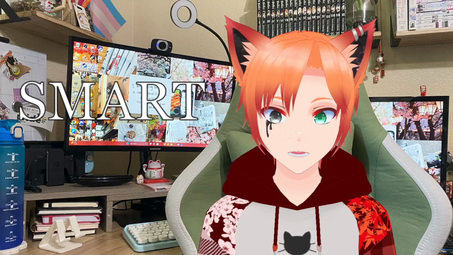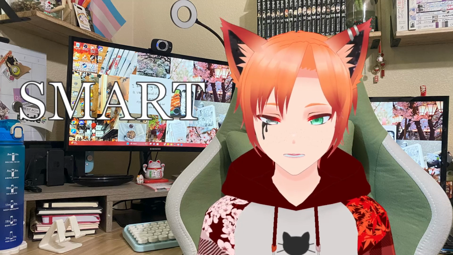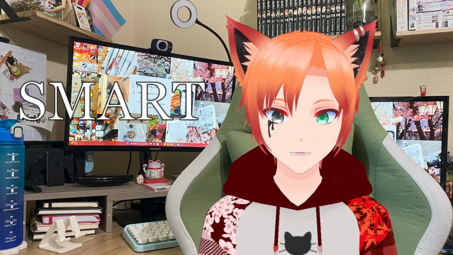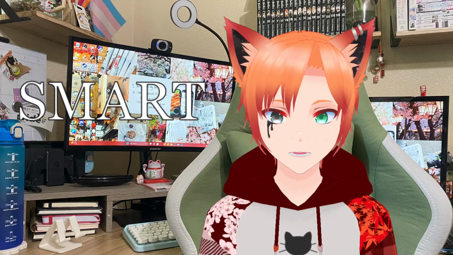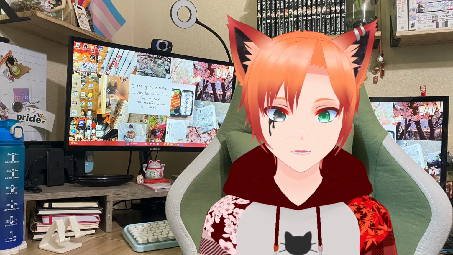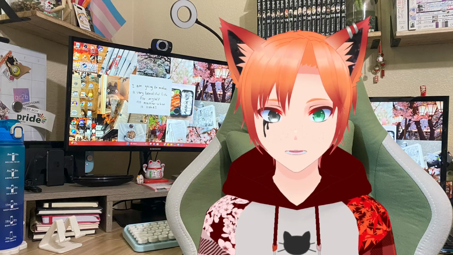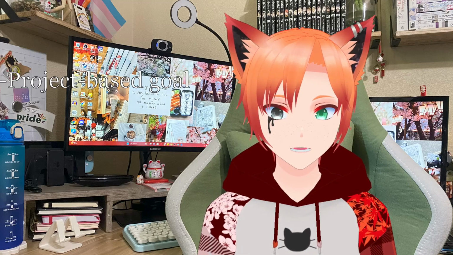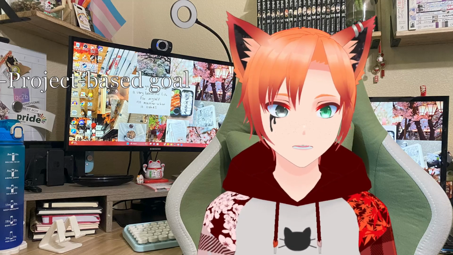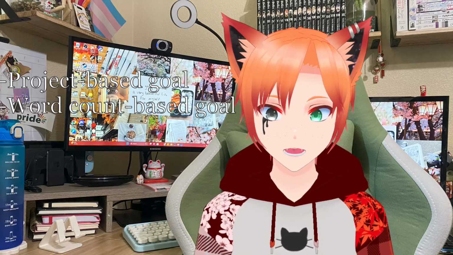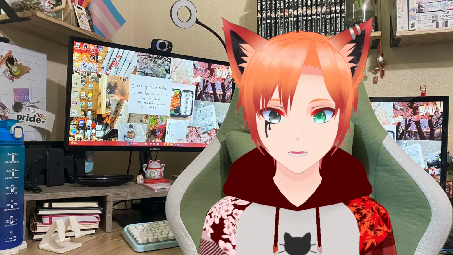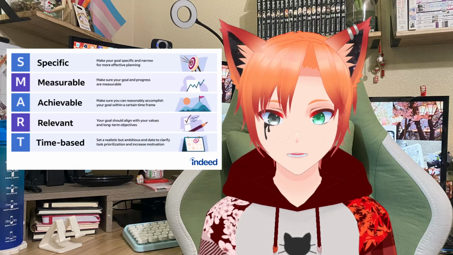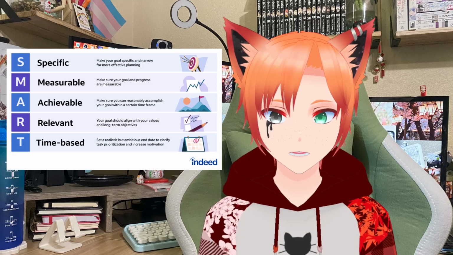And by the way, SMART is an acronym. I will throw it on the screen right now. And I will be explaining what each part means here in a second. But when it comes to making SMART goals for your writing, it seems like the best way to go about it is to either have a project-based goal or something like a word count goal. But basically, SMART goals need to be specific, measurable, achievable, relevant, and time-bound.